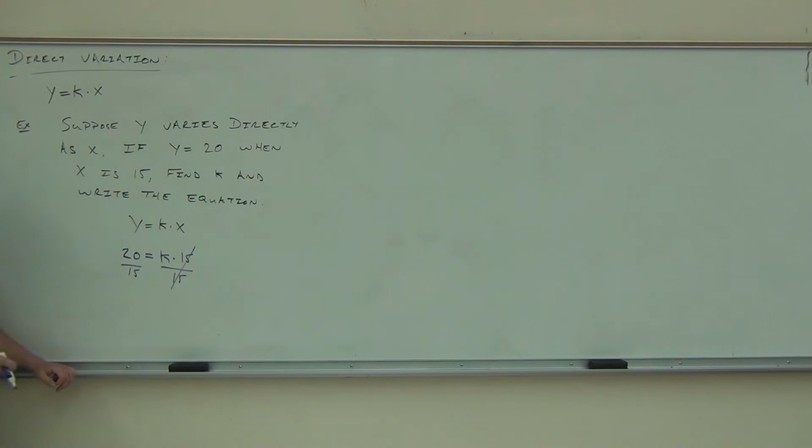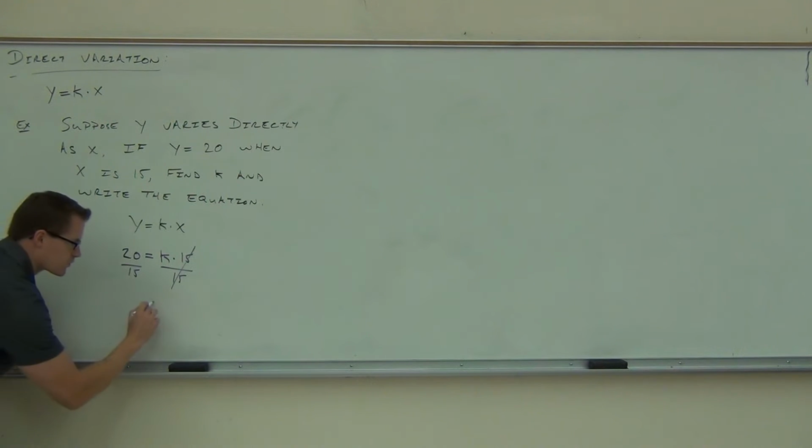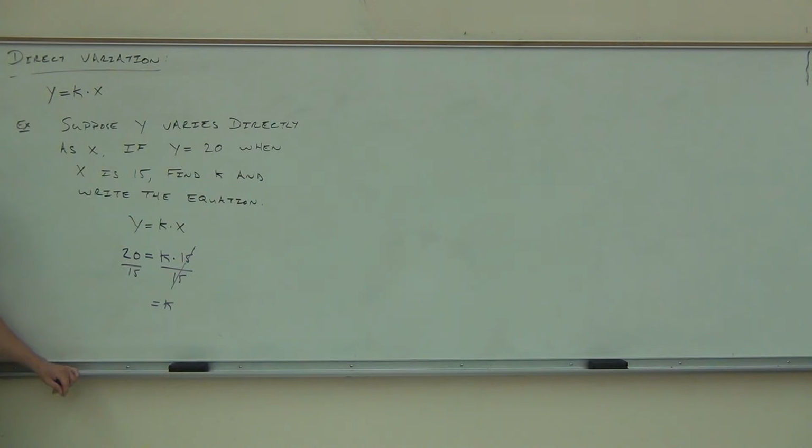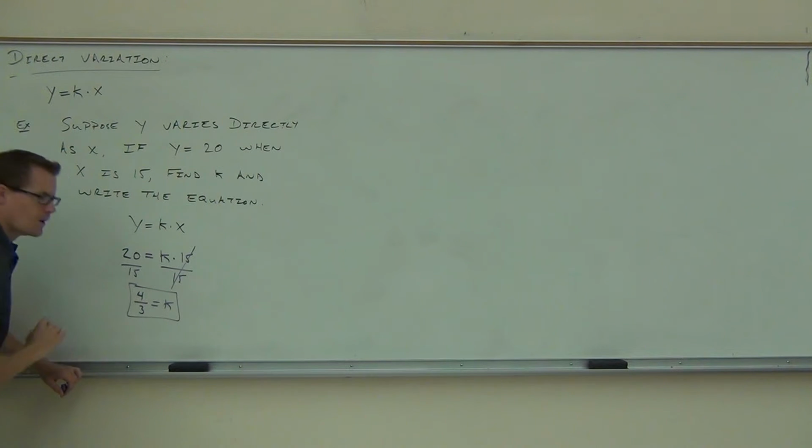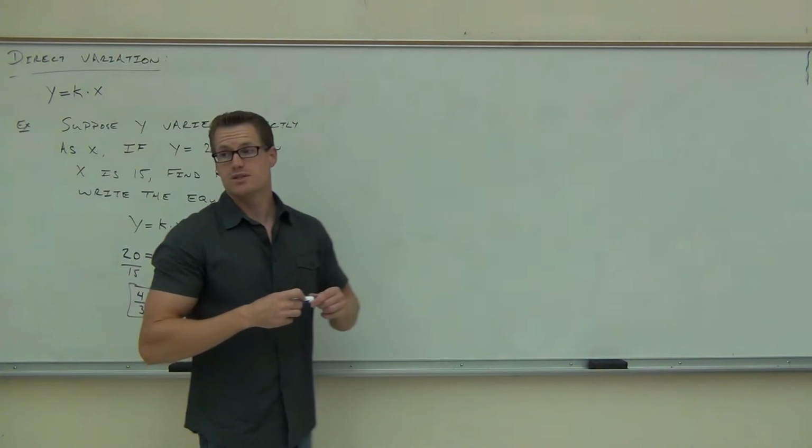So of course our 15s on the right hand side, they create that 1 for us and we're left with k. On the left hand side, what are we going to have? Yeah, good. So we are reducing this as well. Are we done? No. We're almost done. We've done the hard part.